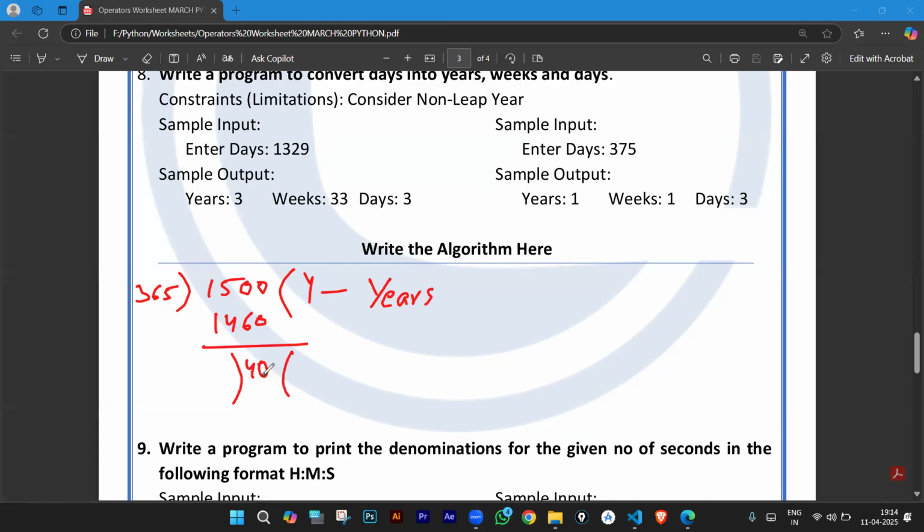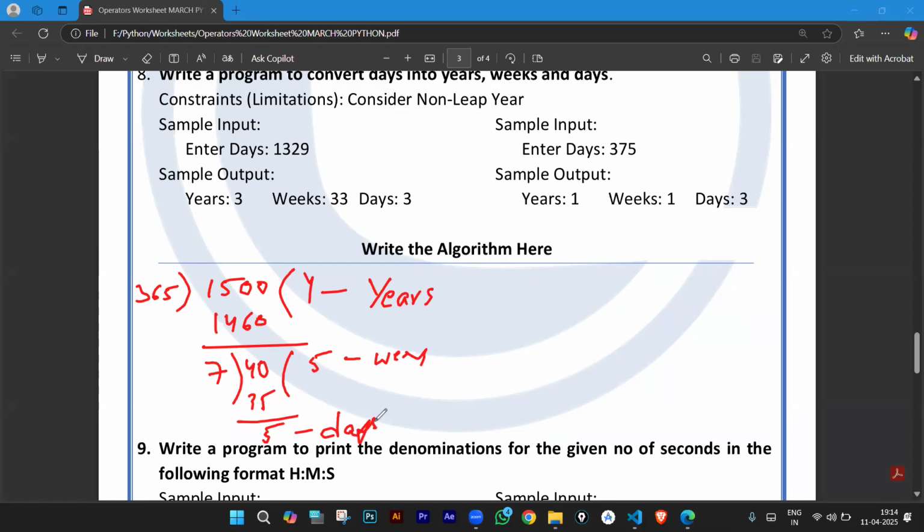Now for this number, what should I do? I should divide that with 7. So 7, how much? 7 fives are 35. So 5 weeks. Okay. And how many days left? 5 days. Right. Very good. So you have completed this as a math problem.